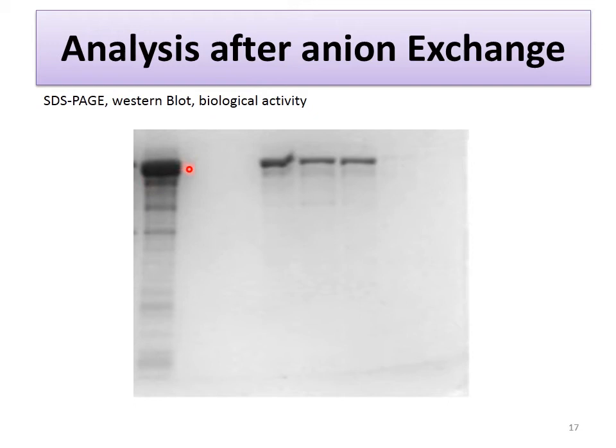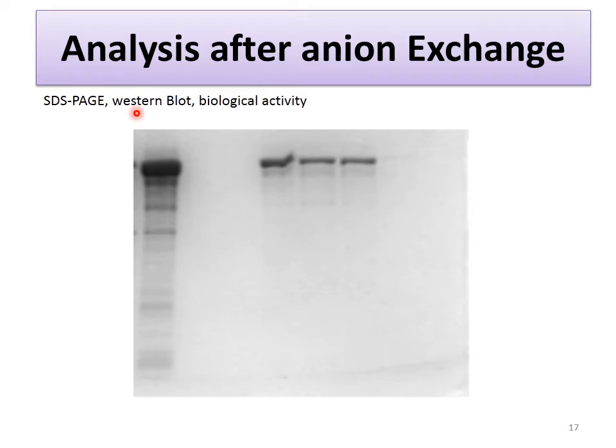And then the various fractions were collected from the ion exchange column. You can see that in these fractions, the protein of interest has been purified and other proteins have been removed. As compared to this mixture, these fractions have a relatively purified protein. Other ways to detect protein would be to monitor the biological activity of that protein or to detect that protein by using an antibody through a Western blot.